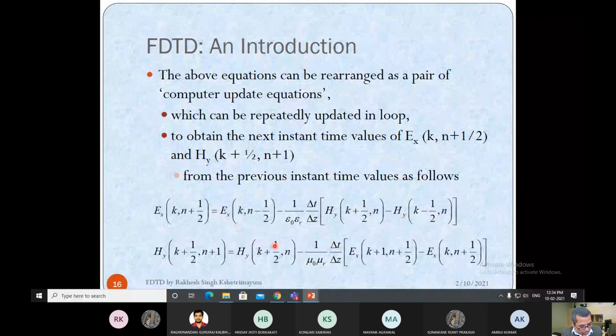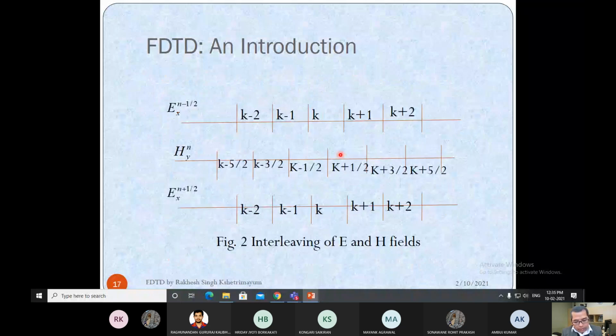So when I calculate the electric field at this location, at this latest time instant, I need to know the electric field of the previous time instant and the magnetic field of the neighborhood at the previous time instant. So I need all these values, and one by one I need to calculate. Once I have the electric field, I can calculate the magnetic field from this expression. So this is called the update equation. This diagram will clearly show you what is going on.